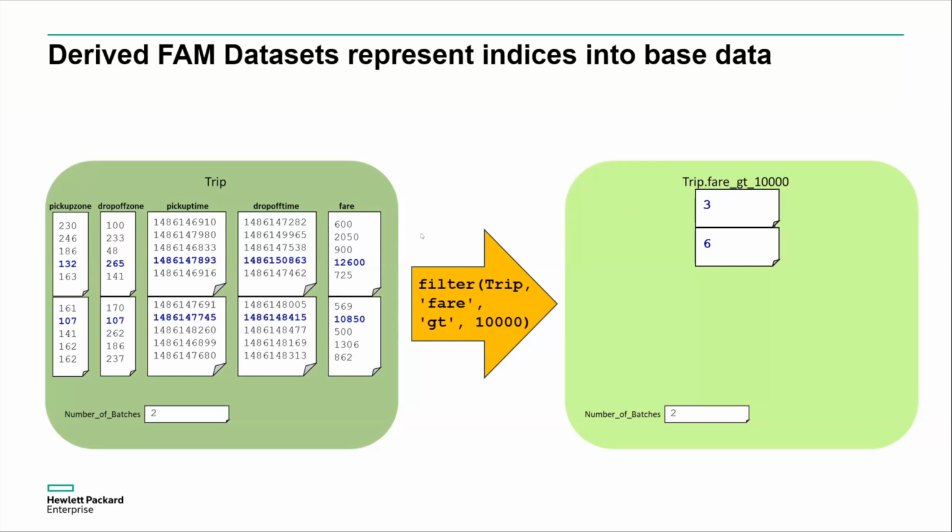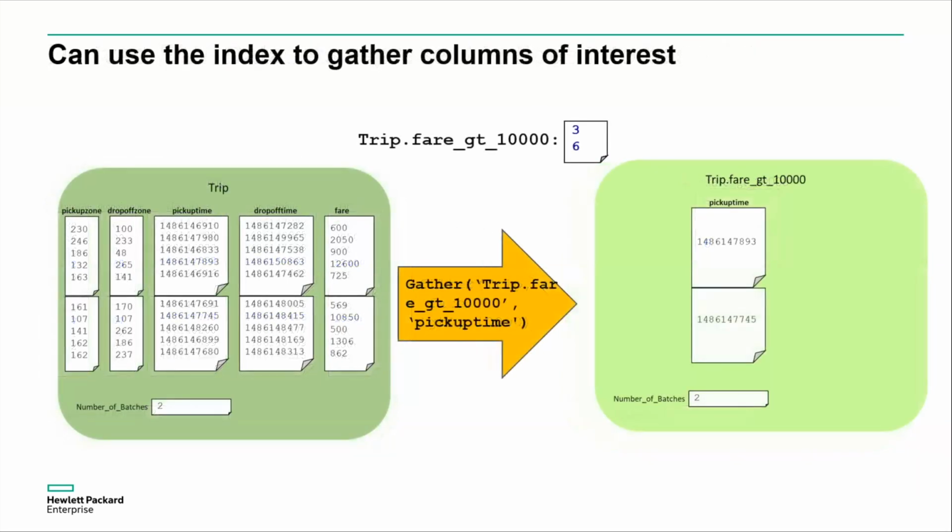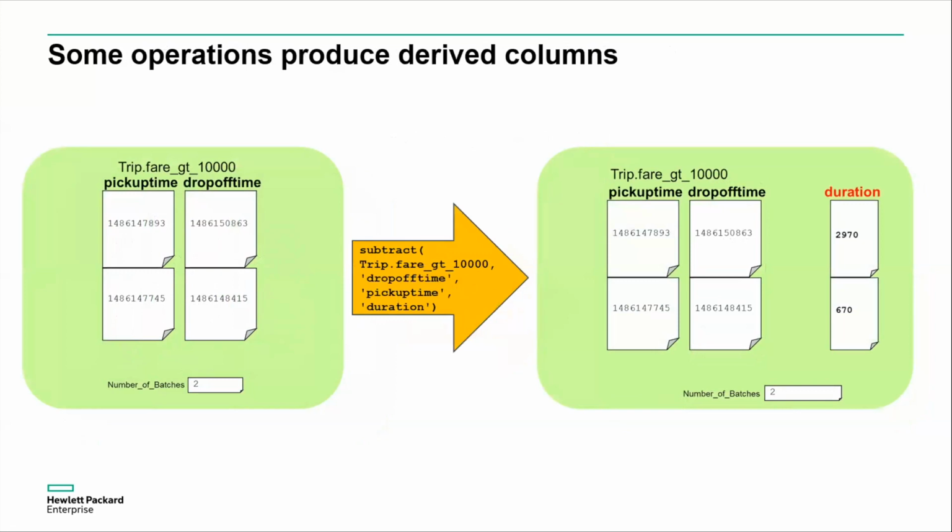It shows that this derived data set will contain just the records that correspond to index value 3 and index value 6 from the base data set. And we can use that index now to gather the column data of interest from the base data. Here we've gathered the pickup time from the base data just for those records that meet that filter. We also support creating derived columns. Here there's a new derived column where the values are the drop-off time minus the pickup time, and we're saving that using a new column name, duration.